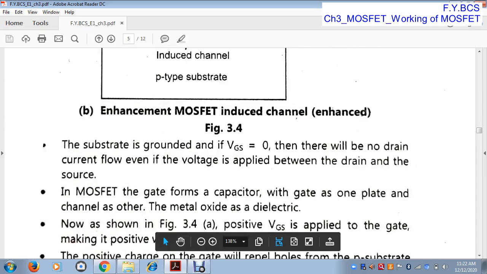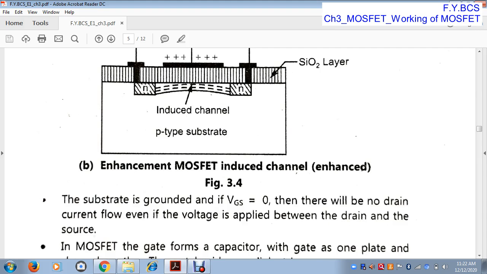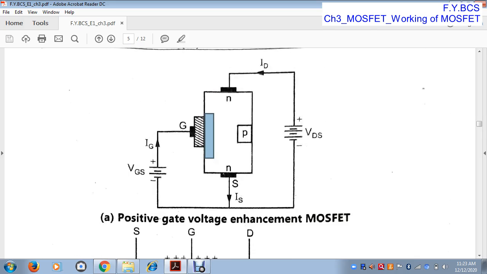As shown in figure B, because of the electron layer formed between source and drain, contact takes place between the source terminal and the drain terminal. Before this, in figure A, there is no contact between the source and drain terminals.